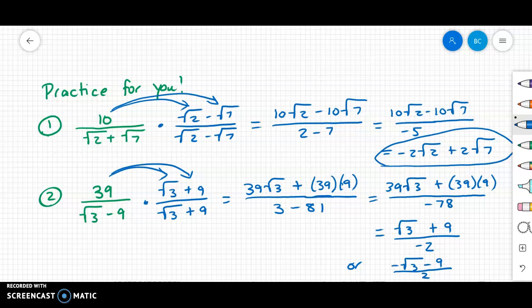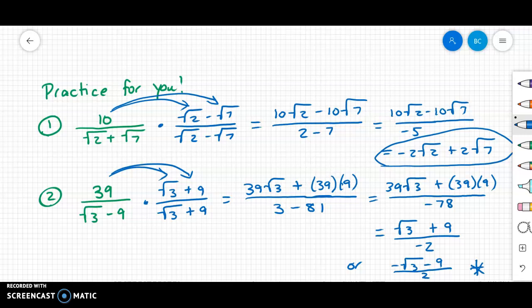So I've got the square root of 3 plus 9 over negative 2. That's okay. You also could have put the negatives in the denominator, so it could also be negative 3 minus 9 all over positive 2. This is actually preferable to get that negative into the numerator instead of the denominator, but really at this point in our math progress, either one of these is fine.